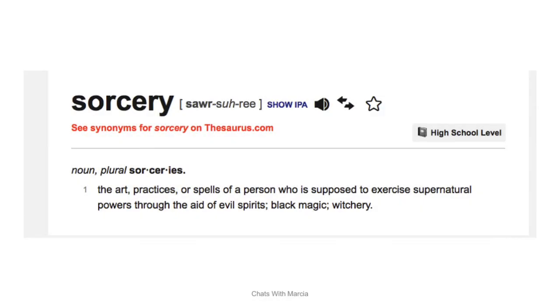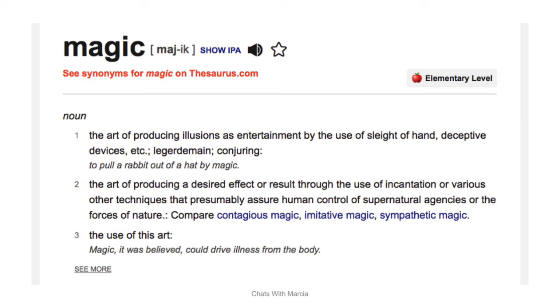A sorcerer is said to be one that practices magic. One of the meanings of the word magic is the art of producing a desired effect or result through the use of incantation or various other techniques that presumably assure human control of supernatural agencies or the forces of nature. By definition, the whole premise of magic is illogical. To think that as humans in the natural realm that we have the power to control supernatural spiritual beings is a pride-filled notion. To think that these beings would even allow us to control them is a deception in itself.